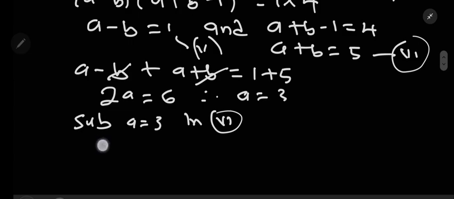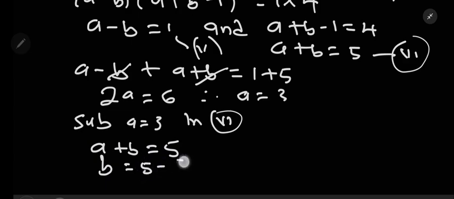And what do we have in equation 6? a plus b is equal to 5. So b is equal to 5 minus 3. Then b is equal to 2. And as you can see, the values of a and b are 2 and 3, and they belong to natural numbers.